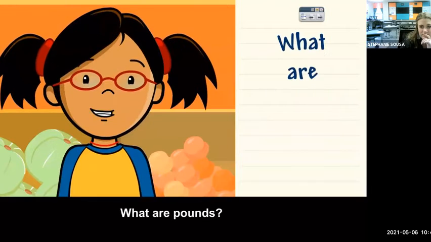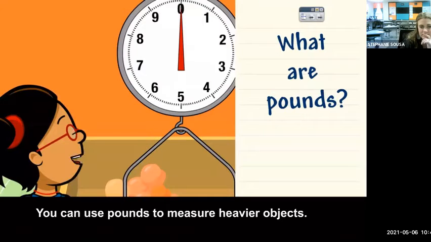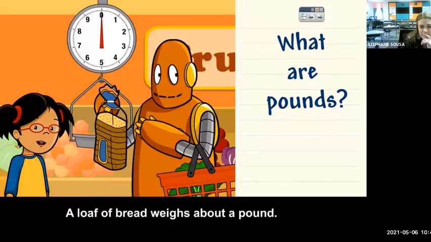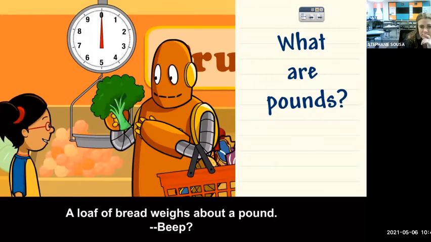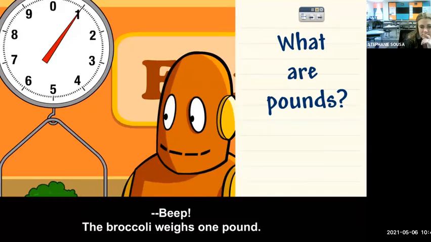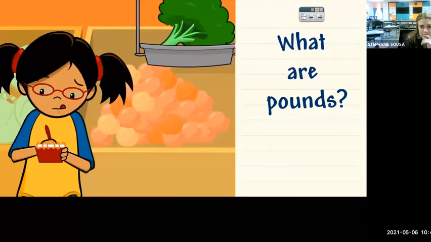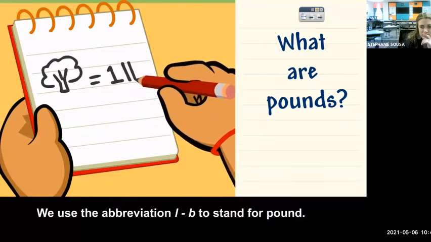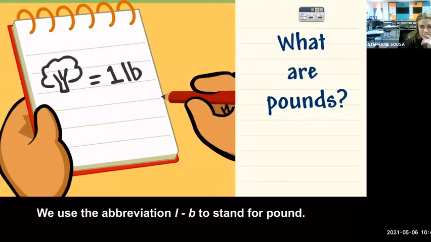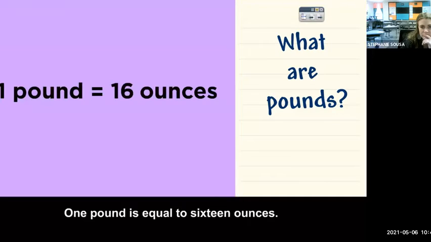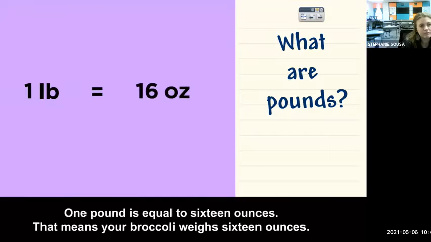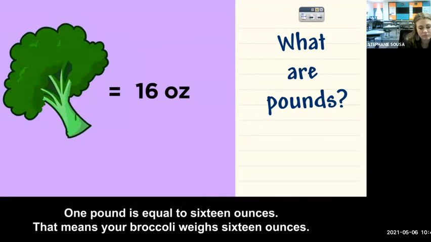What are pounds? You can use pounds to measure heavier objects. A loaf of bread weighs about a pound. The broccoli weighs 1 pound. We use the abbreviation LB to stand for pound. 1 pound is equal to 16 ounces. That means your broccoli weighs 16 ounces.